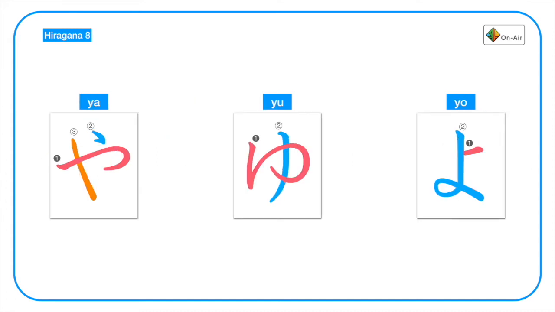The Y column will only have three letters. They are ya, yu, yo. The missing two are the same as the basic vowels, I and E. So again, ya, yu, yo.